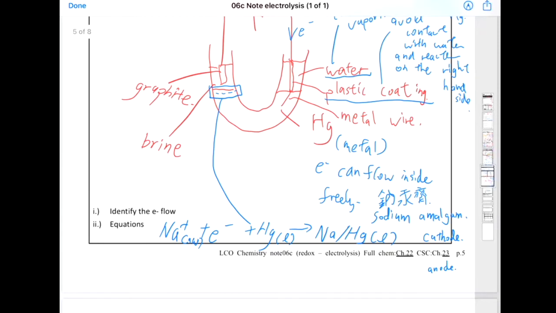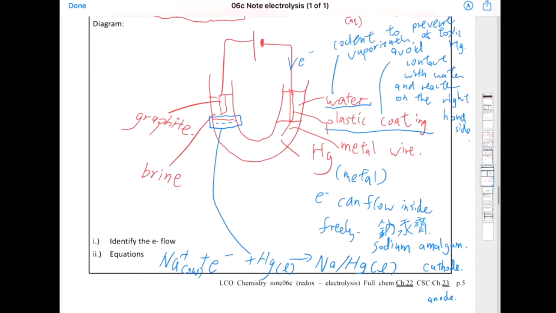So let's continue our analysis. Now for the graphite electrode, it is connected to the positive side. It means that the anions will be attracted to the graphite electrode. Then there are totally two inside, Cl minus and hydroxide ion. They are attracted to the graphite electrode connecting to the positive pole. So which of these two ions will discharge? Which of Cl minus or OH minus will discharge?